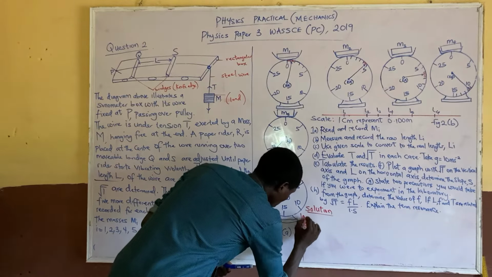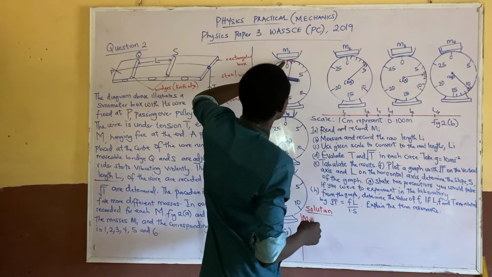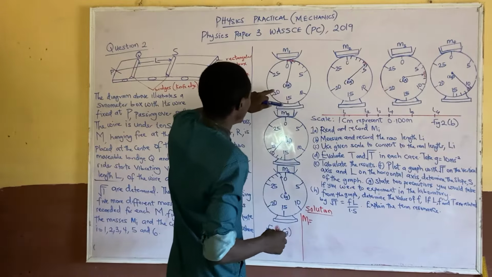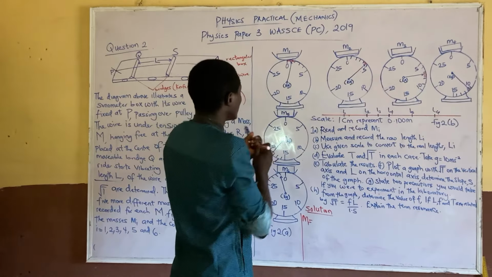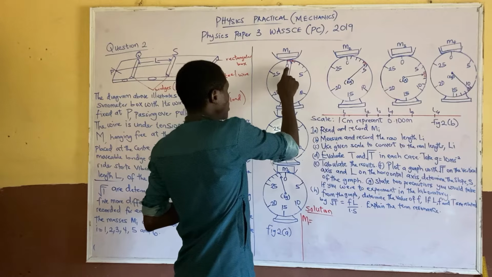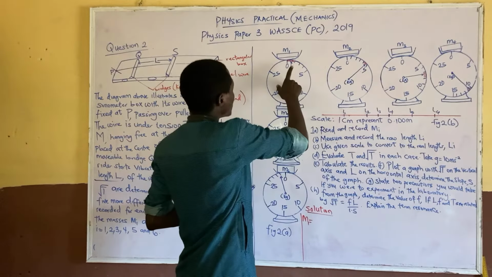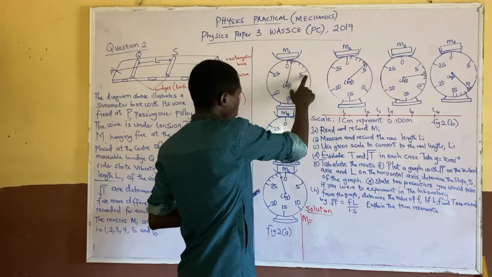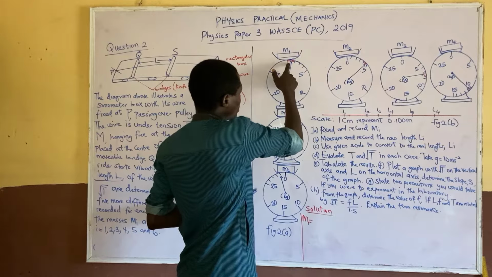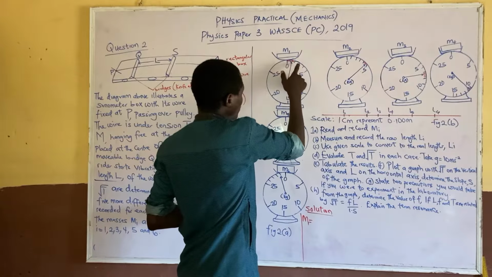So we have M1. What's our M1? When you look at this, we have 0 to 5 here, 5 to 10, 10 to 15, 15 to 20, 20 to 25, and 25 to 30. So this is mark 0 and mark 30. Now, from here to here is 5, so this big mark here with the blue line is going to be 0, 1, 2, 3, 4, 5.